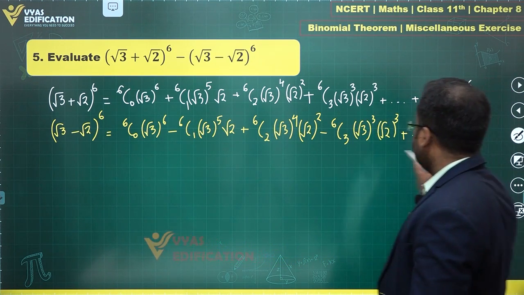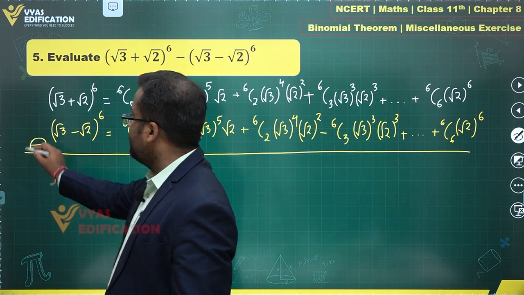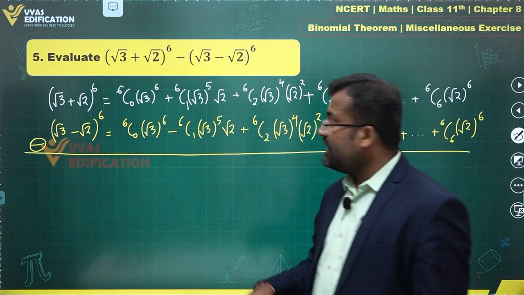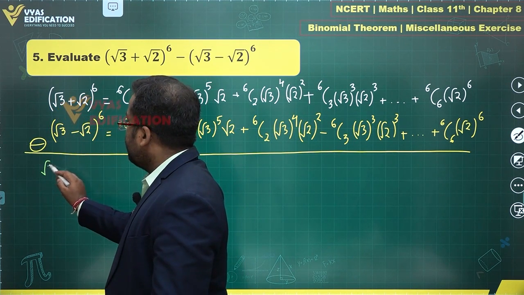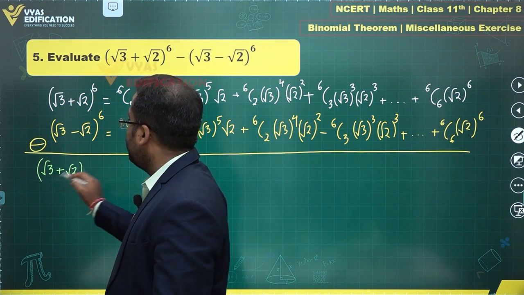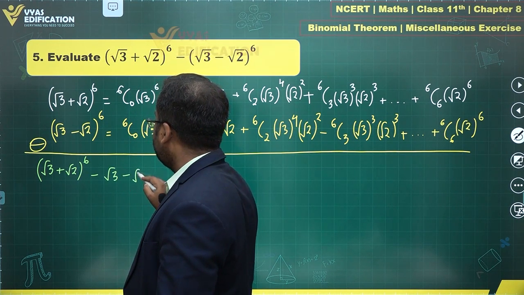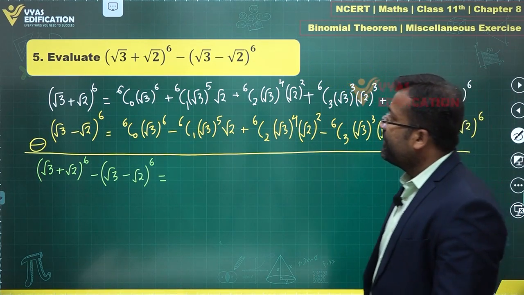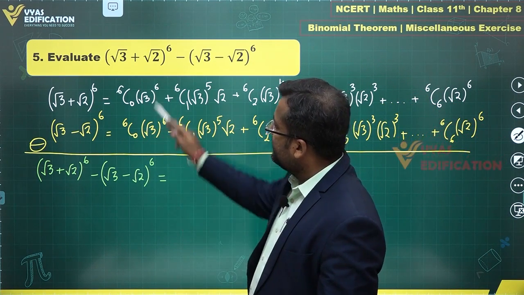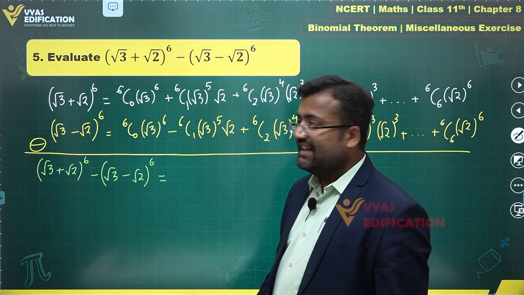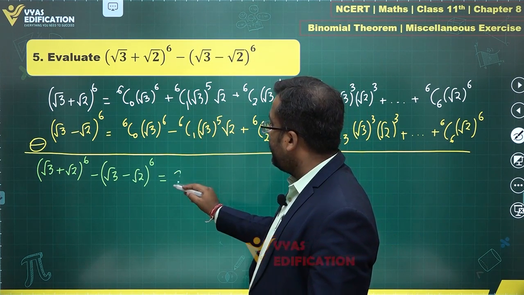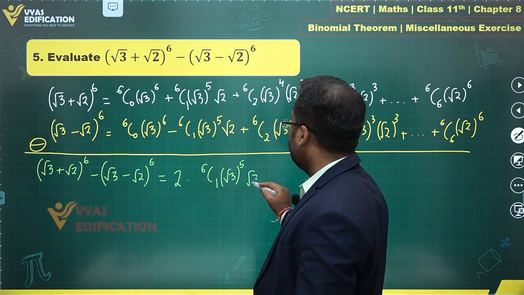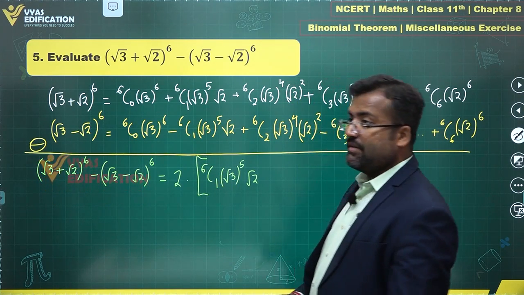What next? We want to take the difference of these. Let us take the difference. And how do we do that? Let's see. Subtracting them, (root 3 plus root 2) power 6 minus (root 3 minus root 2) power 6 will be equal to what? Observe the subtraction very carefully. So these terms will get cancelled, yes. These terms will get added. This minus of minus this will become twice 6C1 root 3 power 5 root 2. Okay, let's take this in a bracket.